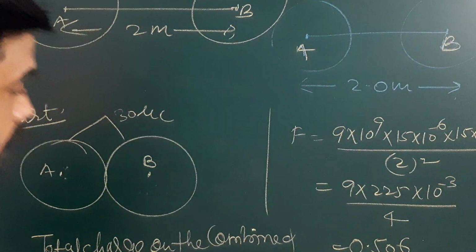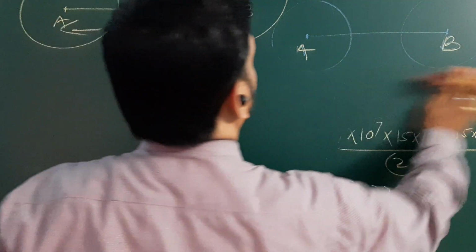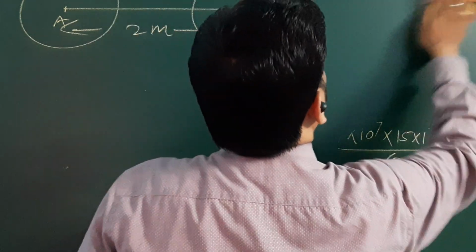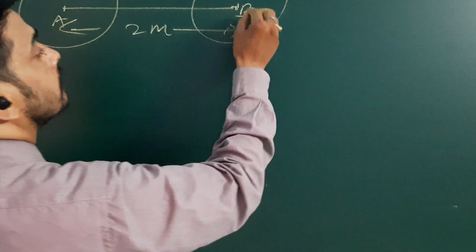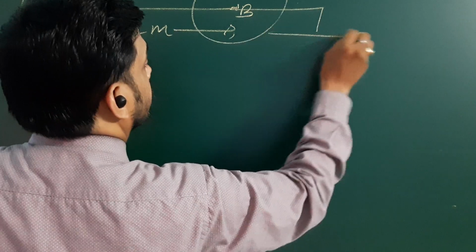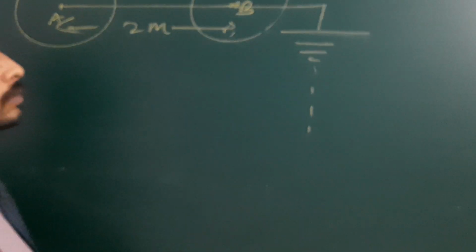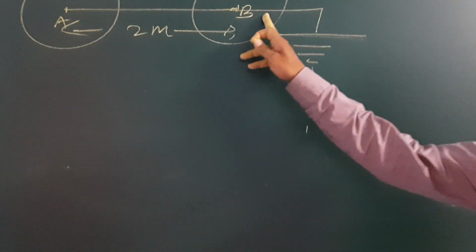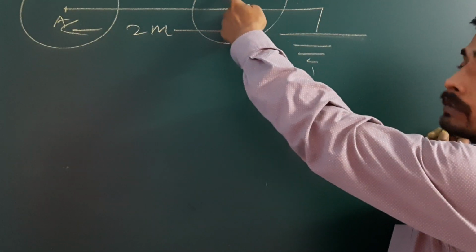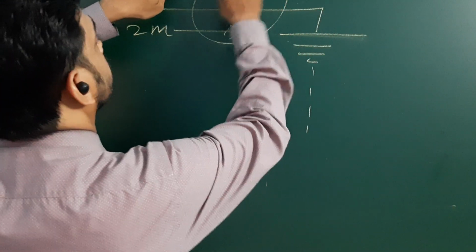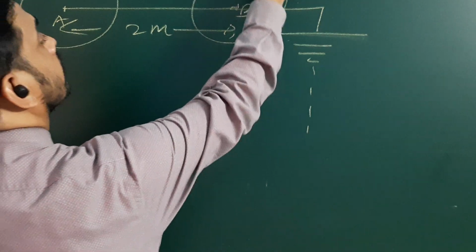But in this part, what we have to do? We have to connect any one of the spheres to the earth. Now suppose I have connected the second one, that means sphere B, to the earth. As you know, as we connect sphere B to the earth, all the positive charge is neutralized by the incoming electrons, right? So the net charge on sphere B will be 0.